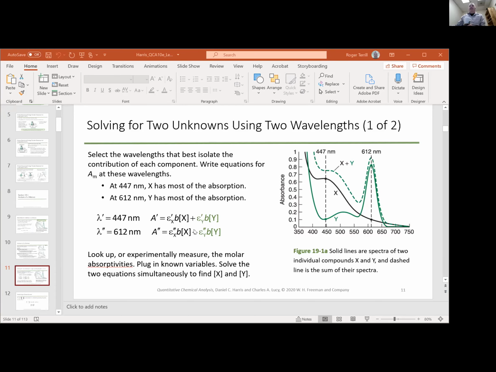Exactly. So X and Y in the two equations are the same thing. These are the concentrations in this mixture, right? Good.